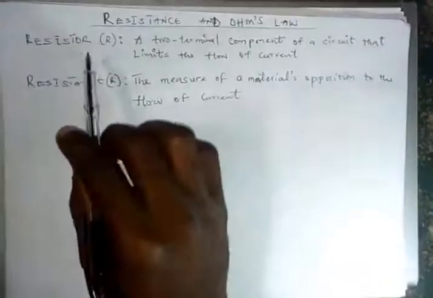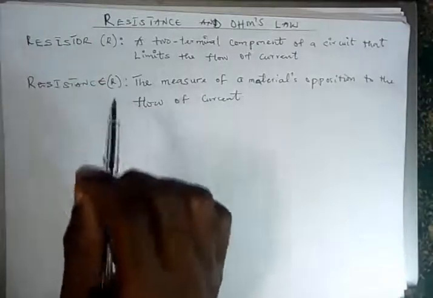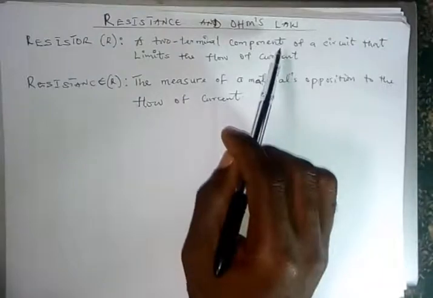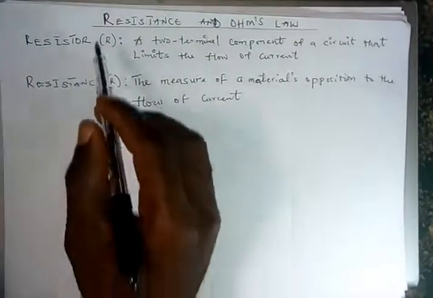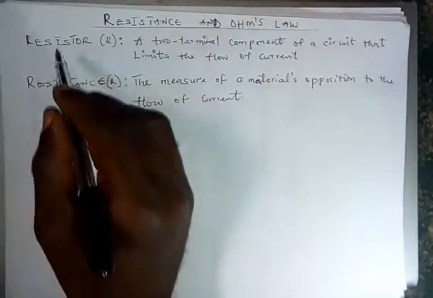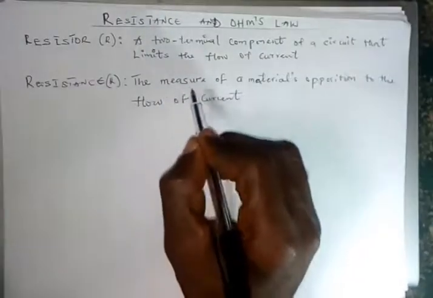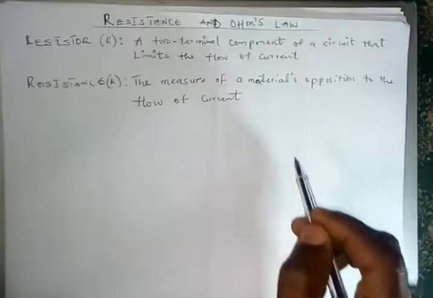So this is what we are talking about here. These are the two terms in play. We are looking at the resistance, which is the ability to resist or stop the rate at which current flows into a circuit. And on the other hand, we have the resistor, a two-terminal component of a circuit that limits the flow of current. We should take note of these two. They are very important things we need to understand. They both have the same symbol, which is R. So the resistor is the component itself, which limits the flow of current, while the resistance is the measure of a material's opposition to the flow of current. I think that is well taken.